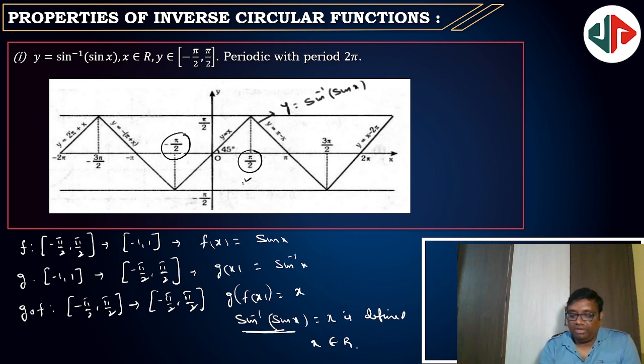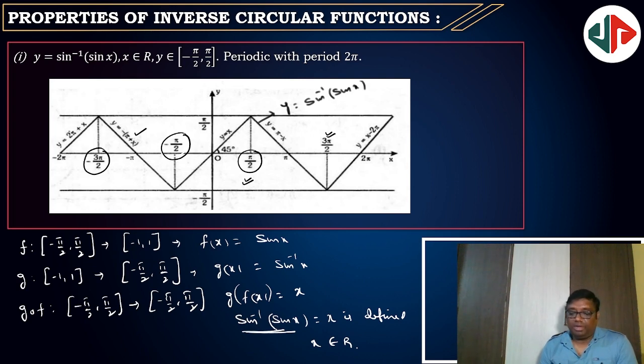When x is lying between pi by 2 to 3 pi by 2, sin inverse of sin x value is always equal to pi minus x. When x is lying between minus 3 pi by 2 to minus pi by 2, sin inverse of sin x value is always equal to minus of pi plus x value. It will come at the time of problems also, we will discuss. So remember this condition here.